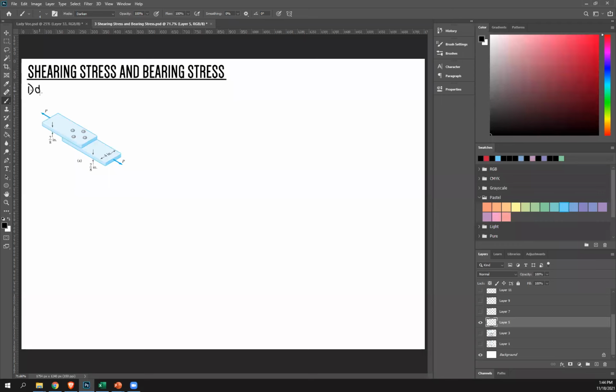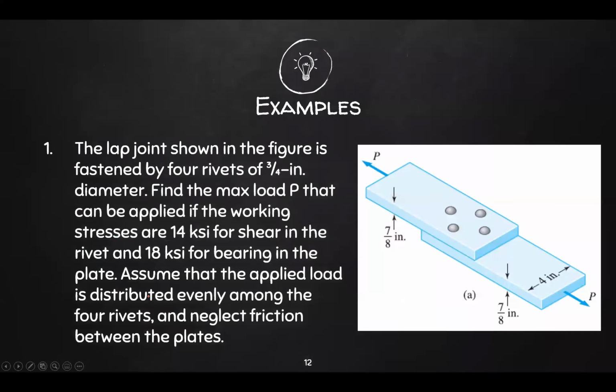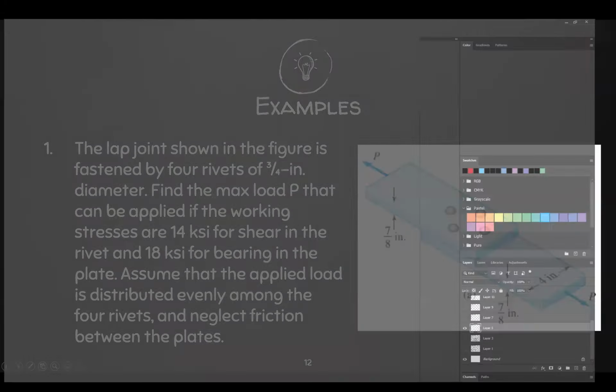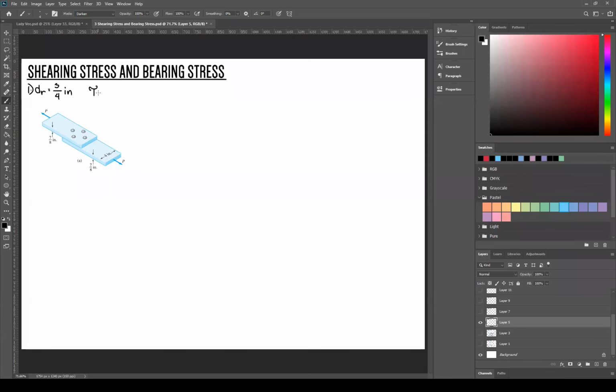We're given the diameter of the rivets, so I'll call that D sub R, which is 3/4 inches. And then the working stresses: shear 14, bearing 18. So let's write that as well. Shear, symbolized by tau, is 14 ksi, and bearing, sigma sub b, is 18 ksi. Now ksi, for those who don't know, is simply 1000 psi. Okay, so that is what that means.